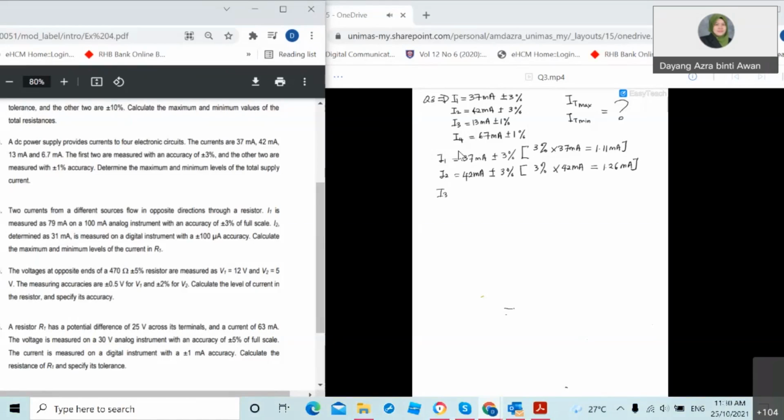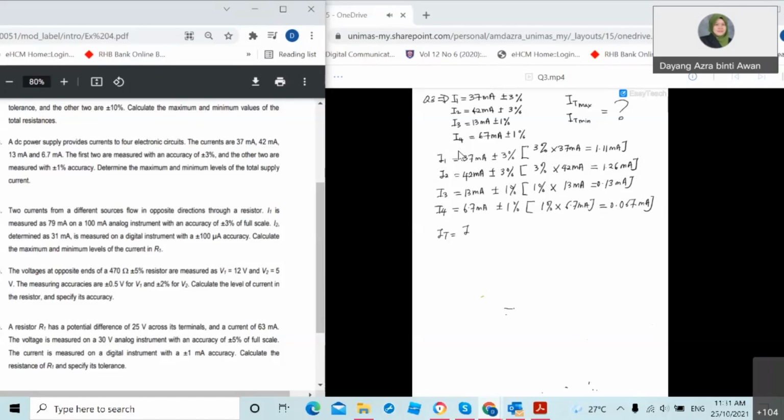The third current is 13 milliamp plus minus 1%, so 1% from 13 milliamp is around 0.13 milliamp. And the last one, I4 equals 6.7 milliamp plus minus 1%, so 1% out of 6.7 milliamp is around 0.067 milliamp. Next is to total up the current.